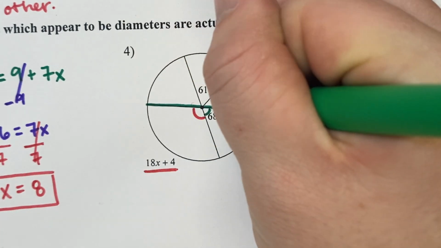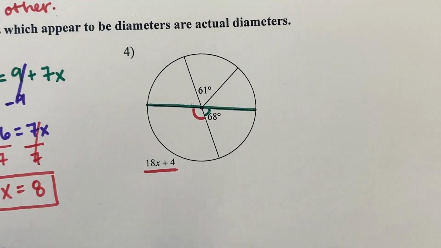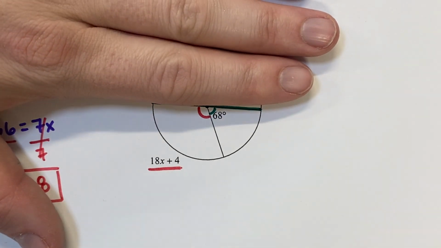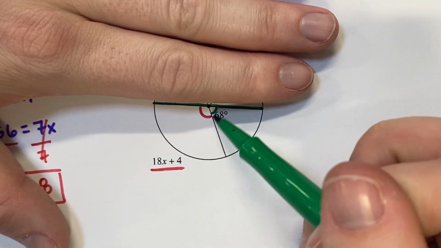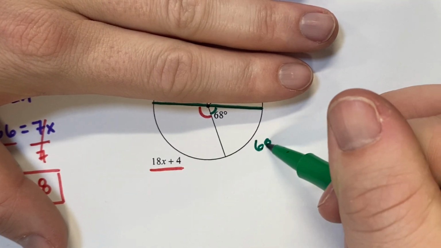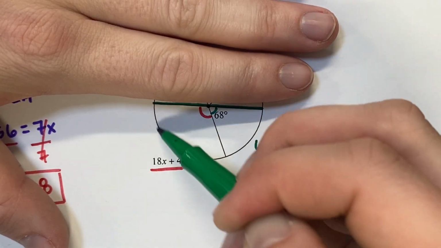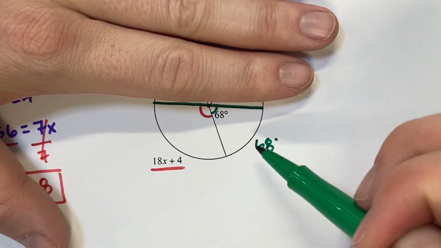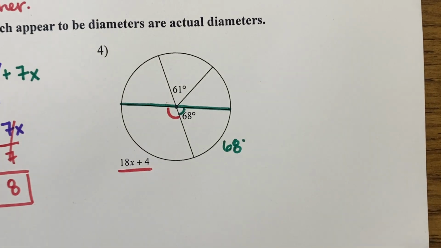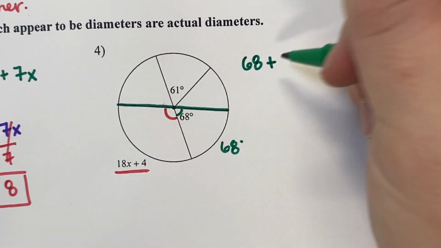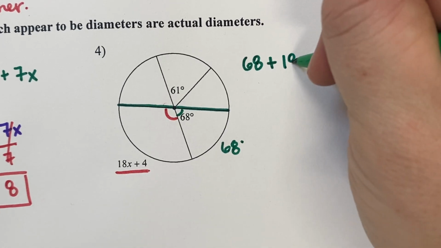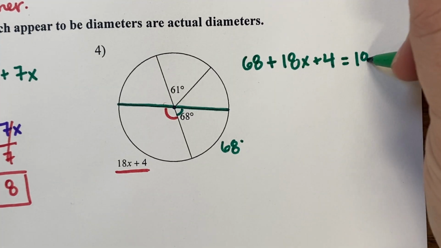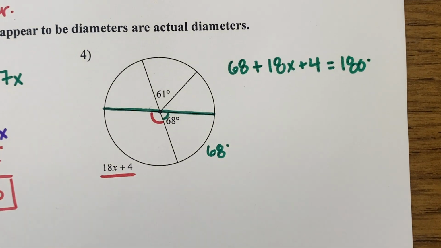So what I can do, and we see that it creates this perfect half of our circle, which we know half of a circle equals 180 degrees. So what we're going to do is we're going to take this angle, which would also be this arc. We're going to add it to the arc with our x and set it equal to the whole degrees, which is 180. Okay, so I have 68 plus the expression that it gave me, 18x plus 4, because that arc plus that arc would equal 180 degrees.